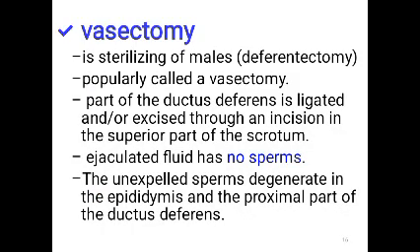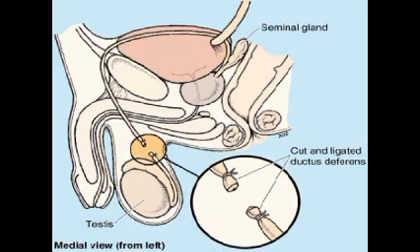Vasectomy. Vasectomy is a sterilizing of males. Deferentectomy, popularly called a vasectomy: part of the ductus deferens is ligated and/or excised through an incision in the superior part of the scrotum. Ejaculated fluid has no sperm. The unexpelled sperms degenerate in the epididymis and the proximal part of the ductus deferens. The diagram looks like this.